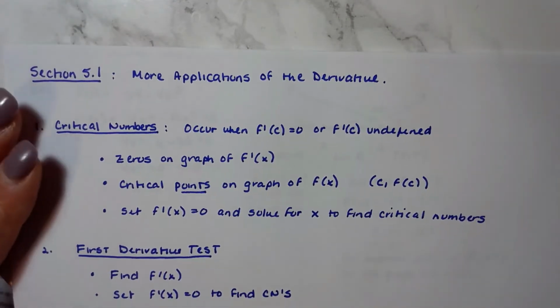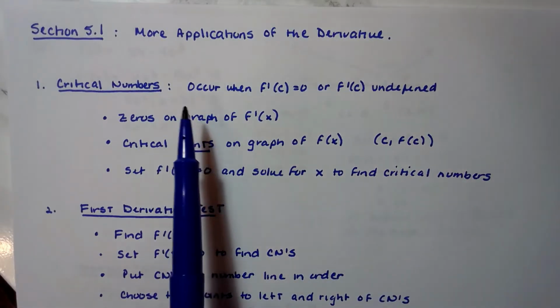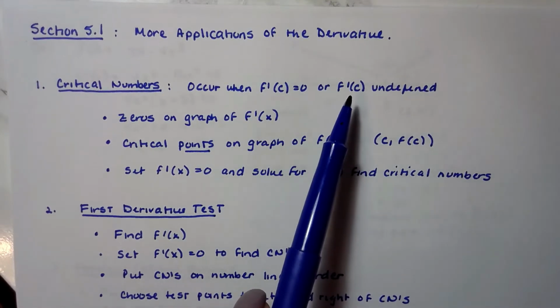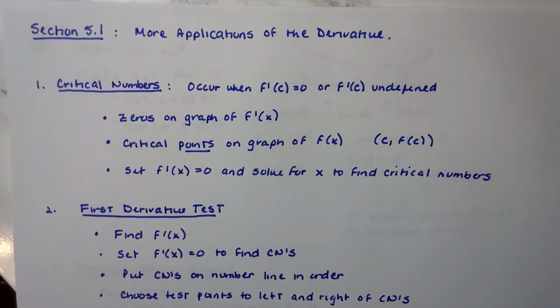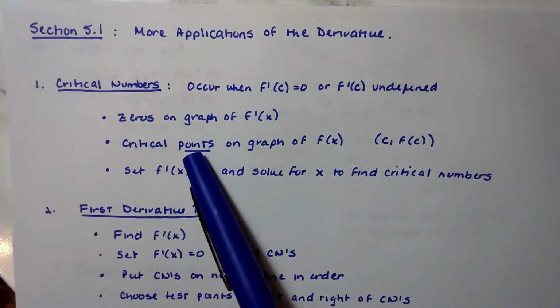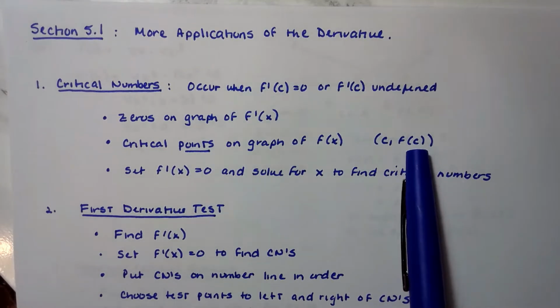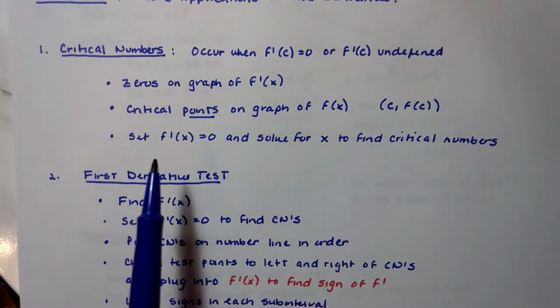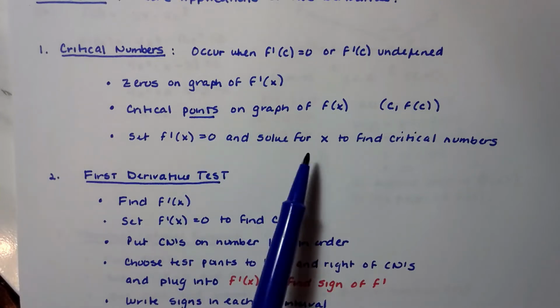So, in section 5.1, we started off with critical numbers. And critical numbers, remember, occur when the graph of the derivative equals 0 or is undefined at some point c, x equals c. They're the zeros on the graph of the derivative graph. They're called critical points on the graph of f, which would be the point c, and then f evaluated at c. So this is the input, that's the output. And all you have to do to find critical numbers is set f prime equal to 0. We'll find f prime and then set it equal to 0 and then solve for x.